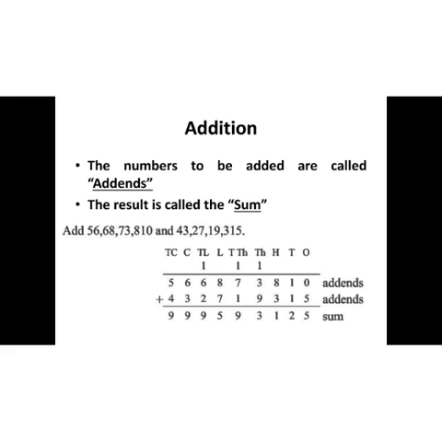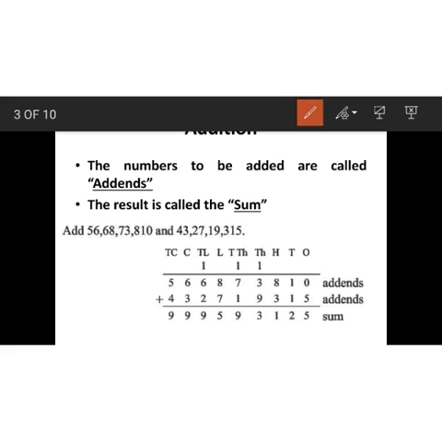Add 56 crore 68 lakh 73,810 and 43 crore 27 lakh 19,315. As we are beginning the addition, let us draw the columns according to the place value of each digit. Here, the column is drawn. Now, let us add them. When we are adding, we have to add the ones together, then the tens, then the hundreds and so on.